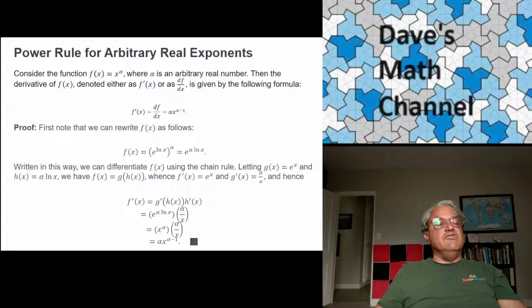Note that the thing on the left, e to the alpha log x, is really just x to the alpha, and we're multiplying that by alpha over x. And so when we're done, we get alpha times x to the alpha minus 1. That's the proof. So that's how you prove the most general version of the power rule. Pretty nice result.